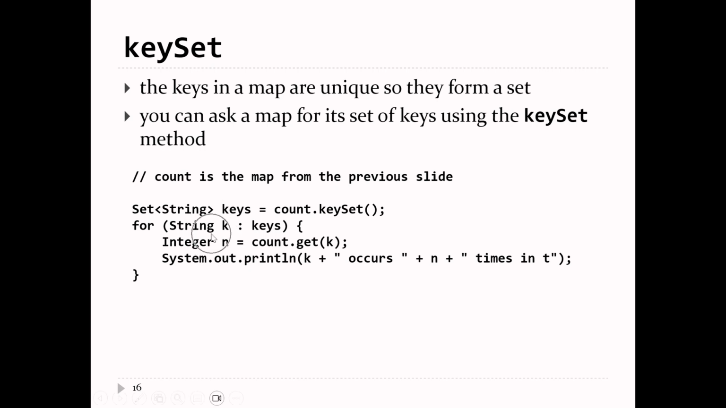Now you can do something with the set. For example, I can loop over the set. So for each string in the set keys, I can ask, hey, how many times did that string appear? Assuming I'm using the count from the previous lecture slide. So I can get the number of times each word has appeared, and then I can print it out using println or something like that. Of course, you can do something else with the keys as well. Here I'm just printing them out and getting their value.